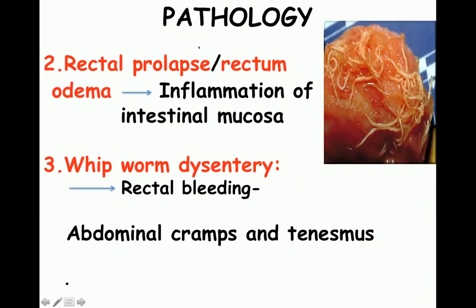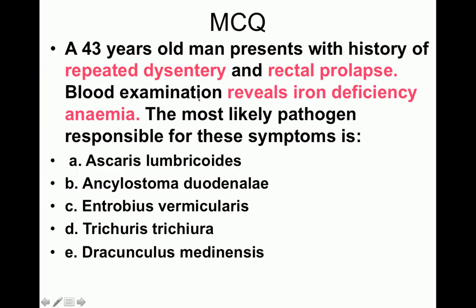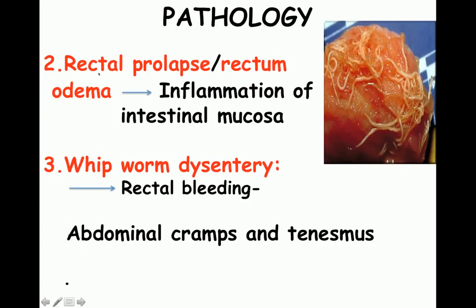Second question is on rectal prolapse. Now, this parasite is the one which is responsible for rectal prolapse, as you see over here. Depending on the load of the parasite, during defecation the whole of the rectum can come out of the anus, and that is known as rectal prolapse. Plus there's going to be marked inflammation and edema of the rectum. All of this is going to contribute again towards prolapse of the rectum.